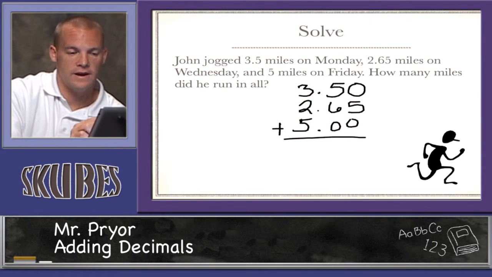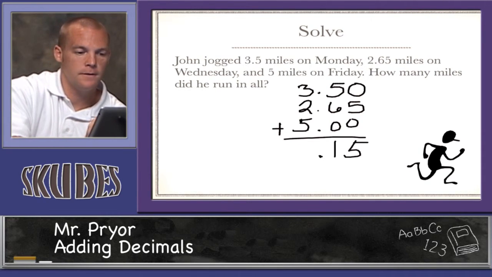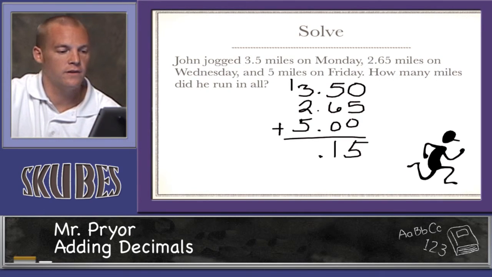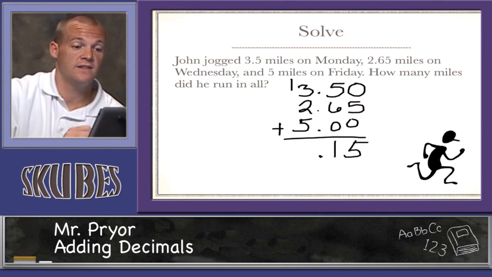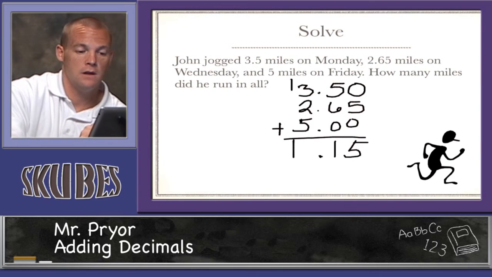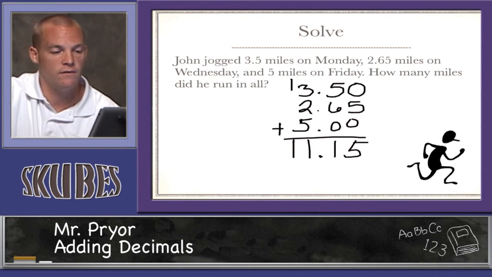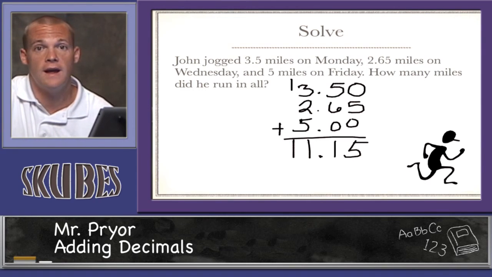So we see in the right column there, we end up with just 5. 5 plus 6 is 11. Bring your decimal straight down. Carry your 1. 3 plus 2 plus 5, that's 5 plus 5, which is 10, plus 1 is 11. And you can see that you end up with 11.15 as its total distance. This has been a quick tutorial on how to add decimals.